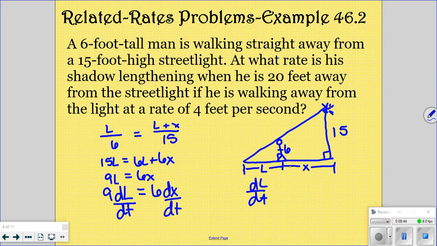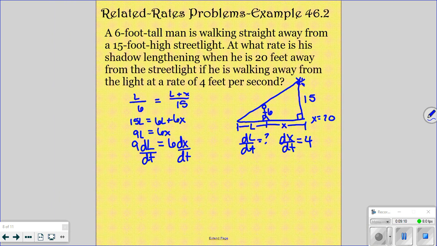And he is walking away from the light, that's our x. So the rate that that's changing would be dx over dt. And they tell us that rate is a change of 4. And this is the one we are looking for. It says when he's 20 feet away, so that's when x is 20. But if you look over here, we actually only have dL over dt and dx over dt. When we took the derivative, the x went away, so we don't need to plug the 20 in. That's because it's a linear change. He's in a line, and so it won't change whether he's 20 feet away or 15 feet away. It's always going to be the same dL over dt.